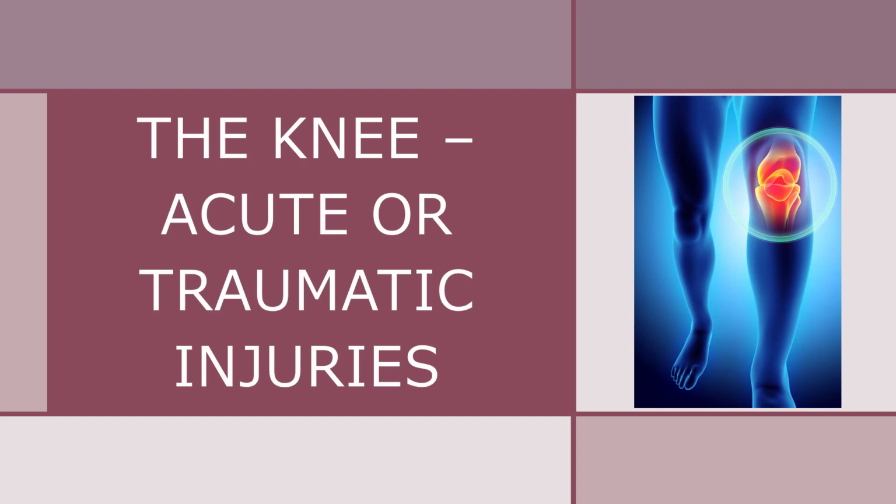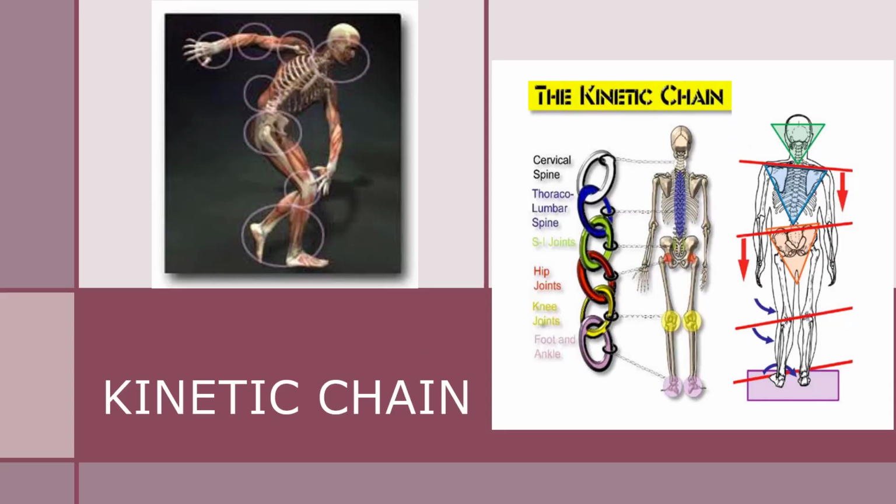The knee, acute or traumatic injuries. The kinetic chain is directly affected by motions and forces occurring at the foot, ankle, lower leg, thigh, hip, pelvis, and even the spine. With the kinetic chain, forces must be absorbed and distributed. If the body is unable to manage forces, breakdowns occur to the system. The knee is very susceptible to injury resulting from absorption of forces.